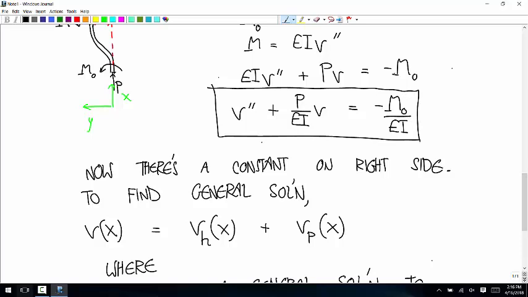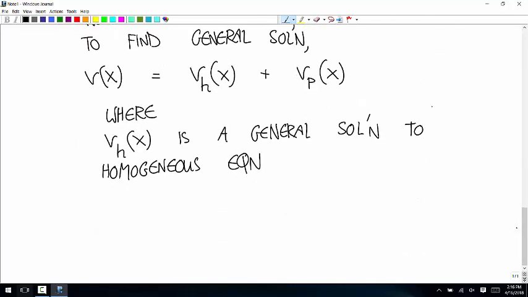And in general, when you talk about homogeneous solutions, this could also be a function of the independent variable, and it still would be set to 0. So this could be negative M_0 over EI times x, or times x squared, or whatever. As long as the dependent variable v doesn't appear, for the homogeneous case, we set that equal to 0. So the homogeneous equation says v double prime plus P over EI times v is equal to 0.